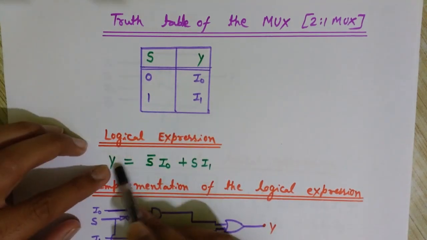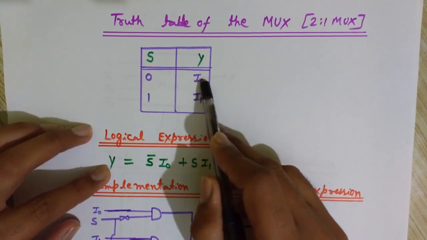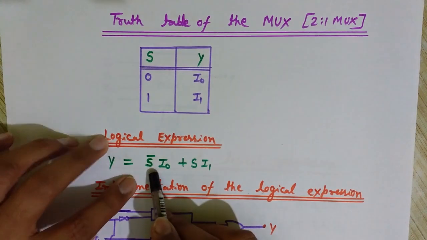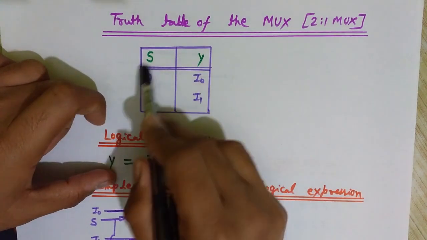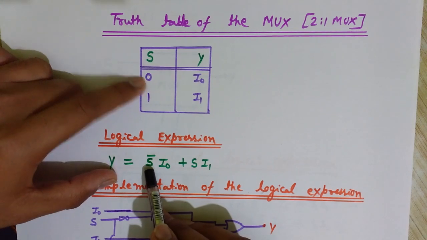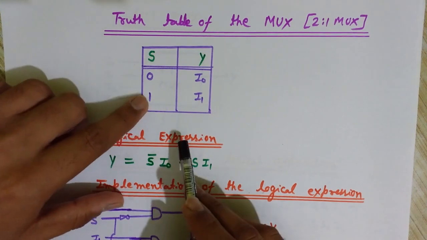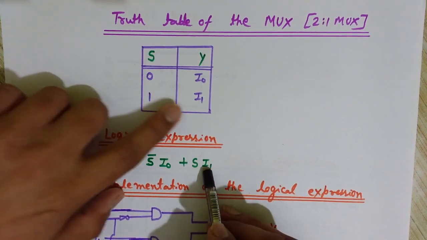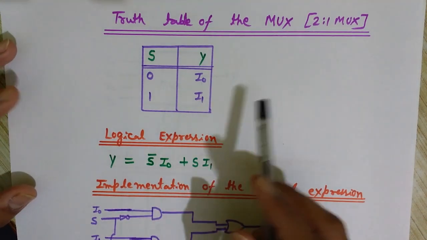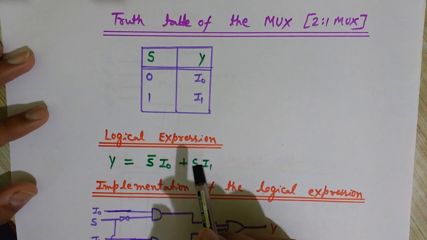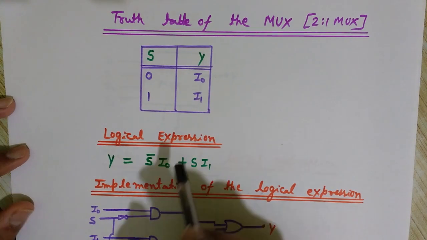So output will be I0 when S is 0. So we write it as S bar I0, because S value is 0 and output is I0, plus when it is S, then output will be I1. So we write it in this way. I will also tell you this when we write the logical expression for 4 to 1 MUX. It will be more clear in that case. So you can also cross check it.